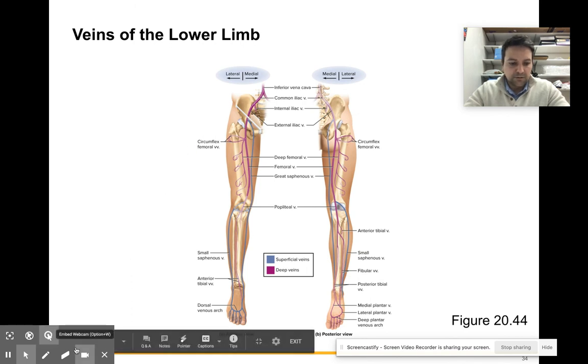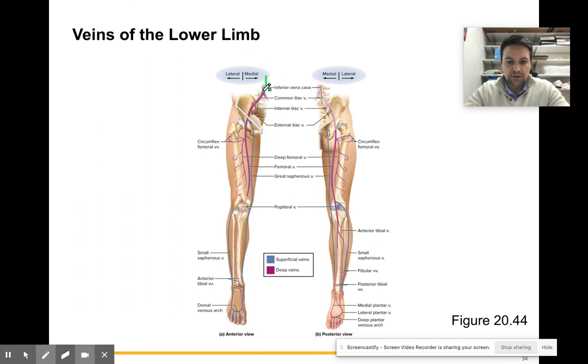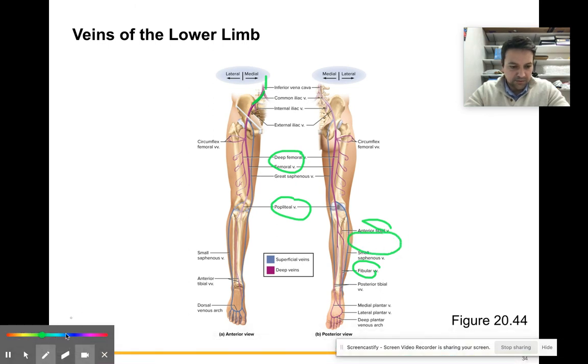For the venous system, again, here's our inferior vena cava, iliac vein, femoral vein, popliteal vein, here's our fibular vein, and I do want you to know the tibial vein. And I'm second guessing myself if I mention the tibial artery.